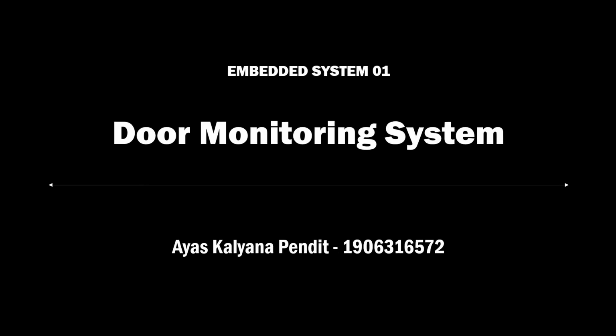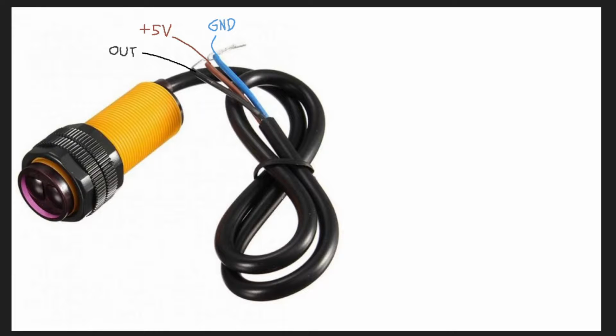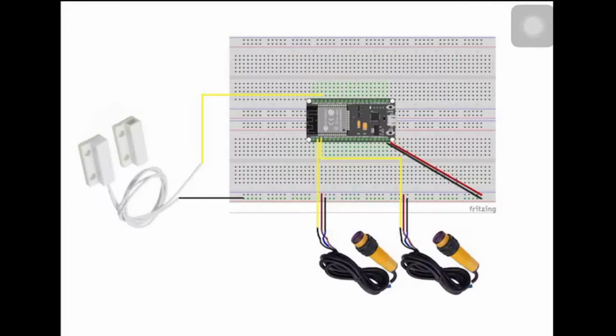Hello, in this video I'm going to explain to you about my embedded system project. So this is the connection for the IR proximity sensor. The blue wire connects to the ground. The brown wire connects to the plus 5 volt, while the black wire connects to the output.